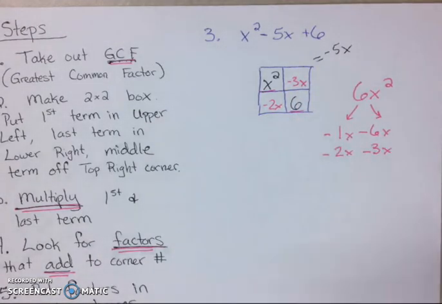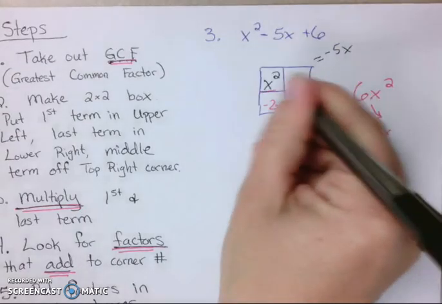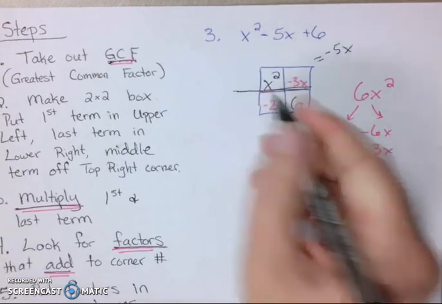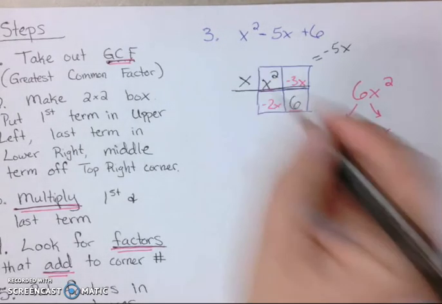All right, so that's step 4. Step 5, put them in the boxes. And now we're on step 6. Step 6 is pull out the greatest common factor in this first row, which they only share an x. And then we fill the outside.